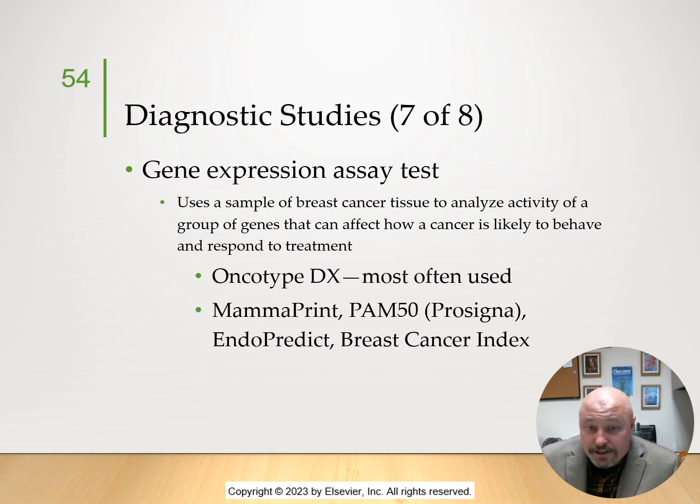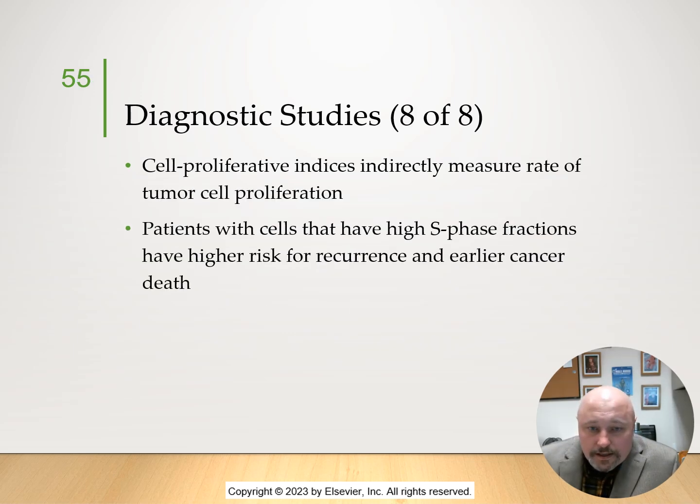For a gene expression assay test, this would involve using a sample of breast cancer tissue to analyze the activity of a group of genes that can affect how that cancer is likely to behave and respond to treatment, such as with an Oncotype DX. And finally, cell proliferative indices indirectly measure the rate of tumor cell proliferation. Patients with cells that have high S-phase fractions have higher risks for reoccurrence and earlier cancer deaths.